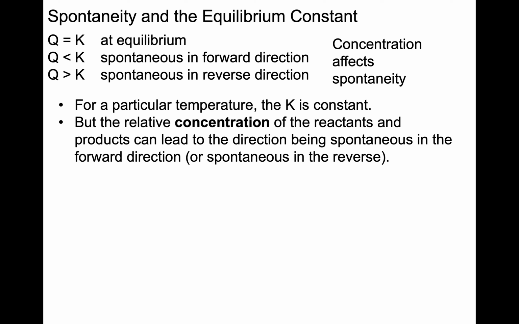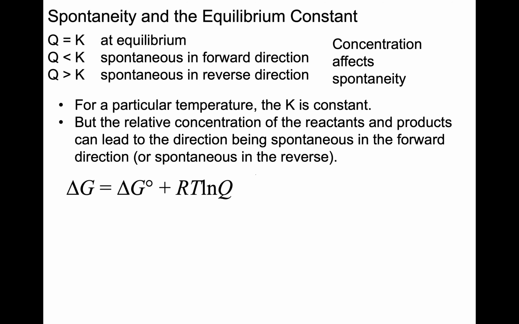For a particular temperature, our equilibrium constant is a constant. We saw when we were thinking about it in terms of kinetics, there's a temperature dependence on that. But for a particular temperature, the equilibrium constant is a constant. But the relative concentration of the reactants and products, by varying those, we can describe whether the reaction is spontaneous in the forward direction, spontaneous in the reverse, or is at equilibrium. This expression is beginning to bring together those ideas.